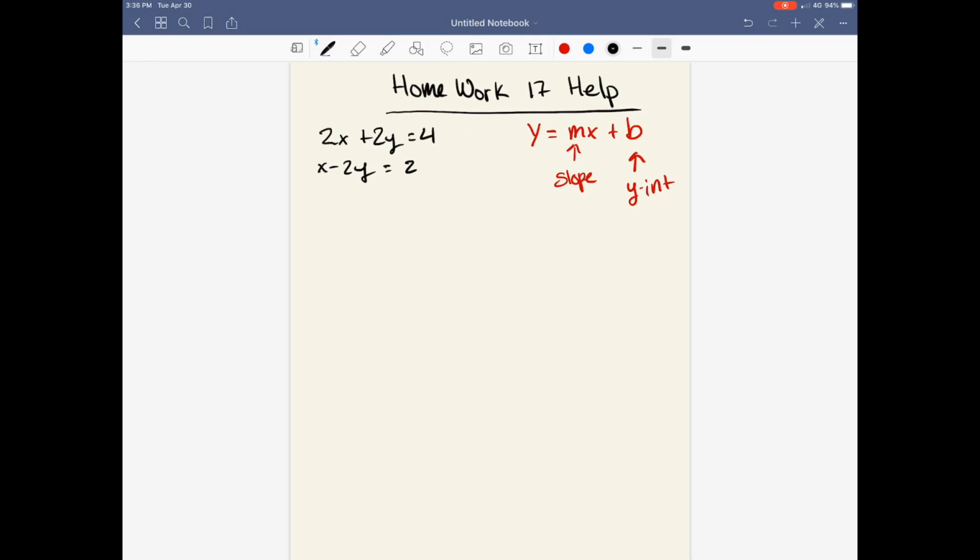Okay, so let's start with 2x plus 2y equals 4. So if you notice in y equals mx plus b form, the y is isolated. That is our goal here. Once we isolate the y, we will be in y equals mx plus b form. So we're going to move this 2x over to the other side, because again, we want y completely by itself. So these cancel out, and we're left with 2y equals 4 minus 2x.